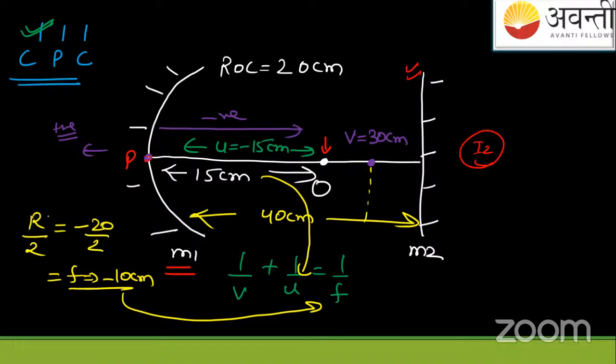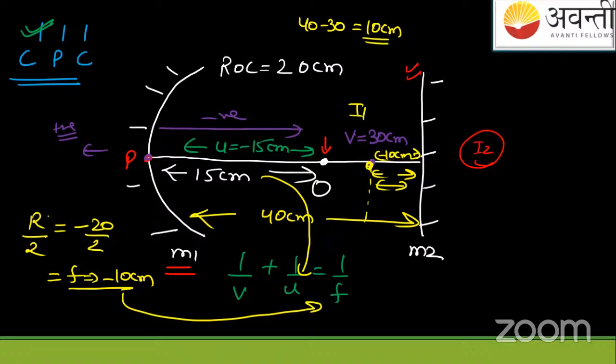What is this gap? I mean, what's the magnitude of the distance of this gap? You can see it's 40 minus 30 centimeters, which equals 10 centimeters. This is the 10 centimeter gap. So we'll get the image. This is the first image, I1.